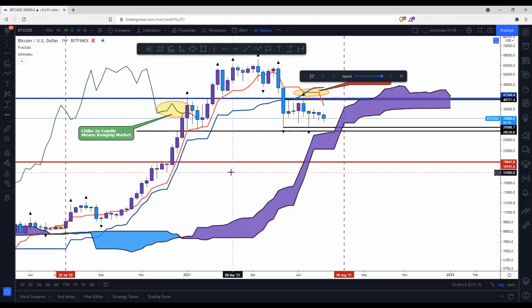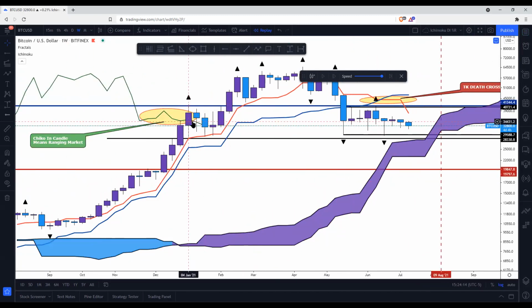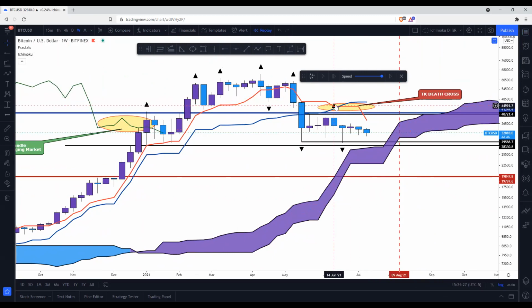Bitcoin weekly chart. Notice what's happening here. What's that? We're in price. Yeah, Chikou. Oh my goodness, Chikou's in the candle. So this market's ranging between this and this. But we have a death cross right here.